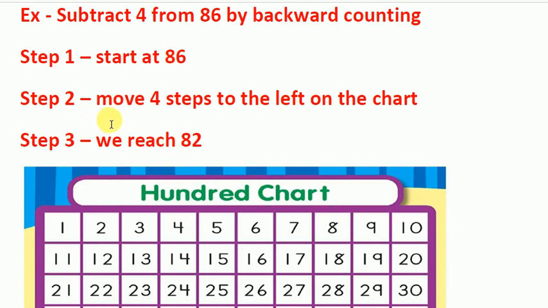But do you remember what we did in addition? We moved to the right. But in subtraction we move to the left of the chart. And the number where you reach is your answer. So the steps are the same, but here we are doing backward counting and moving towards the left. Whereas in addition we do forward counting and move towards the right of the chart.